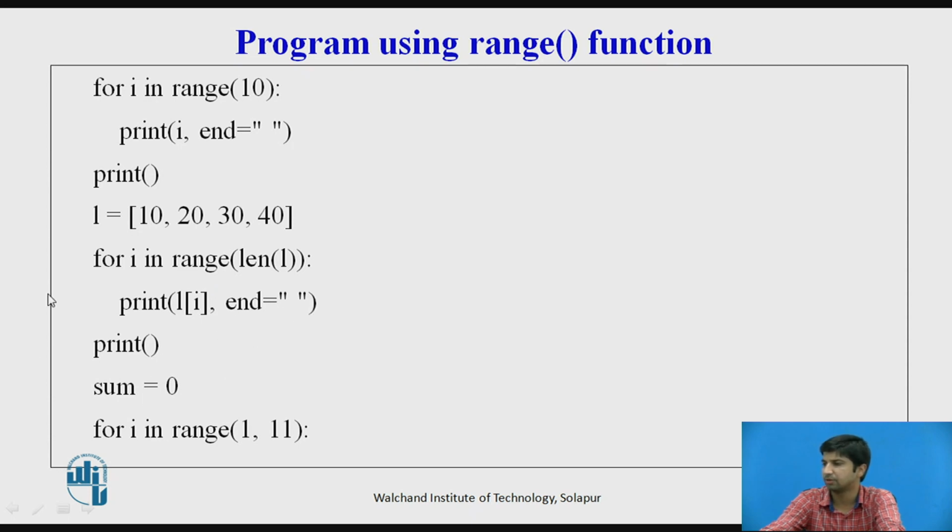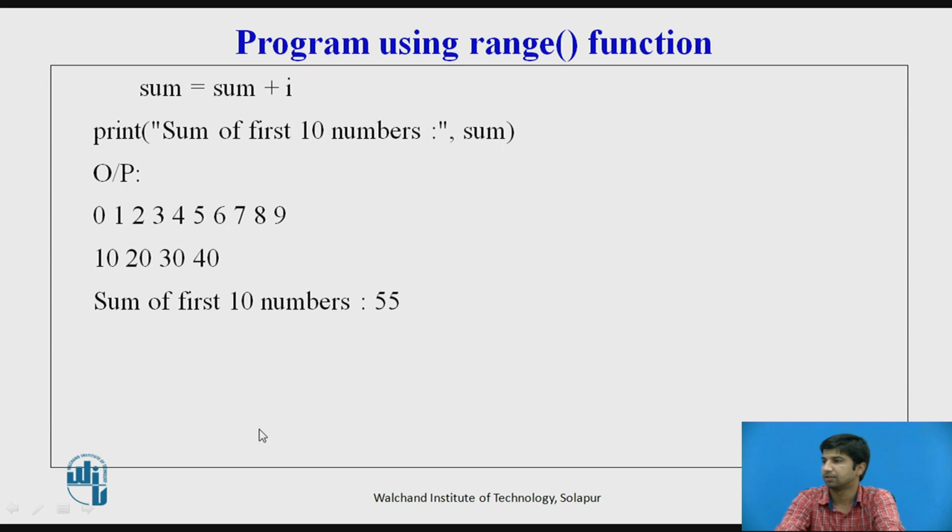Then, sum equal to 0. For i in range 1, 11: sum equal to sum plus i. This gives the sum of the first 10 numbers. The sum of the first 10 numbers will be 55, which will be printed on your screen.